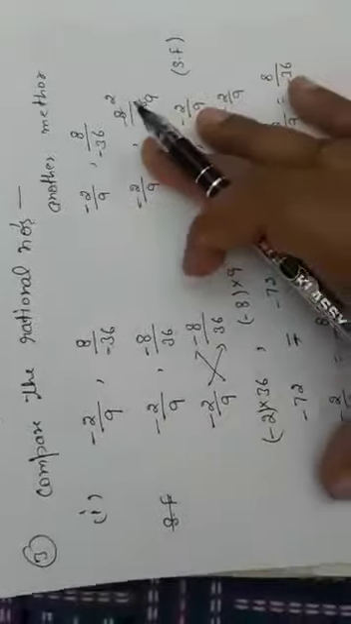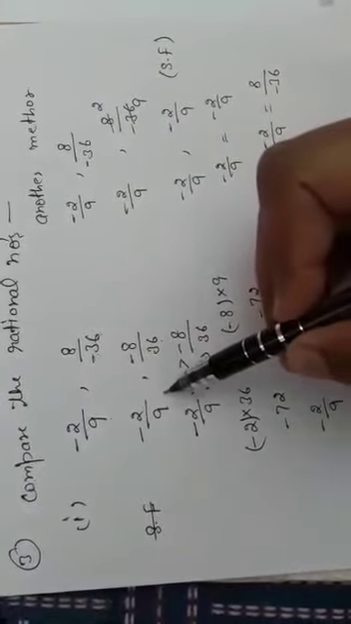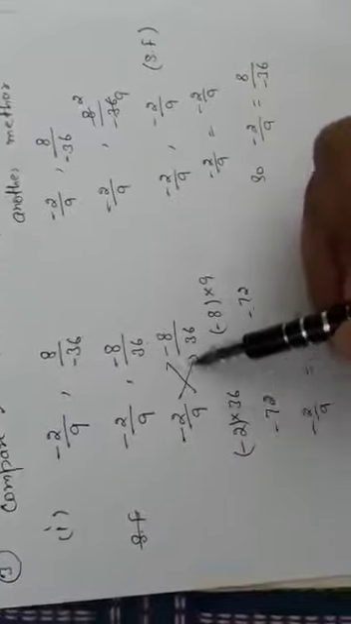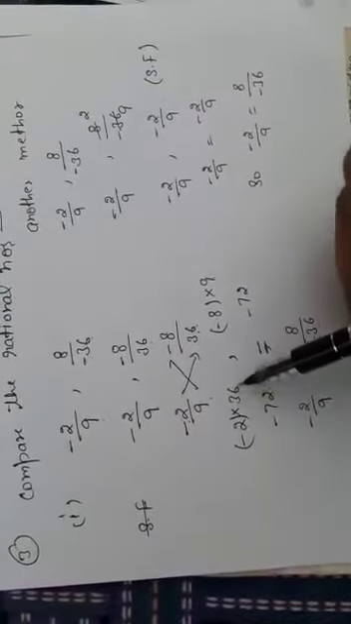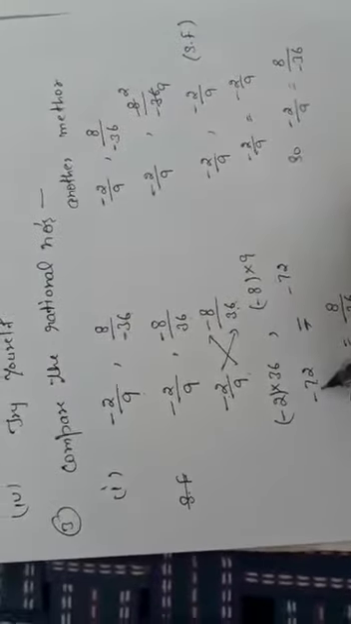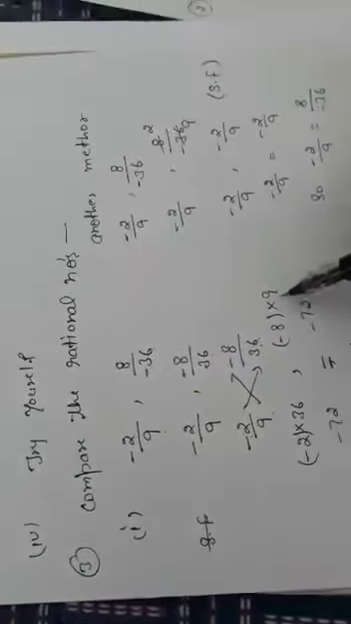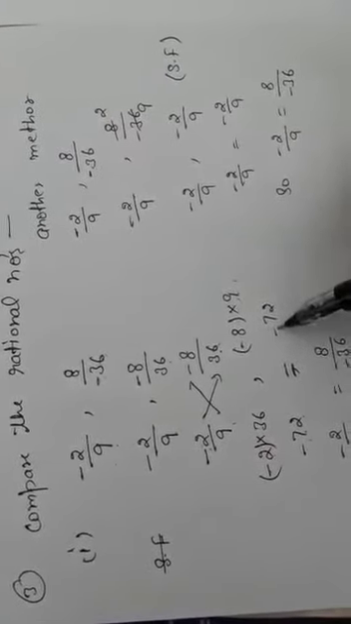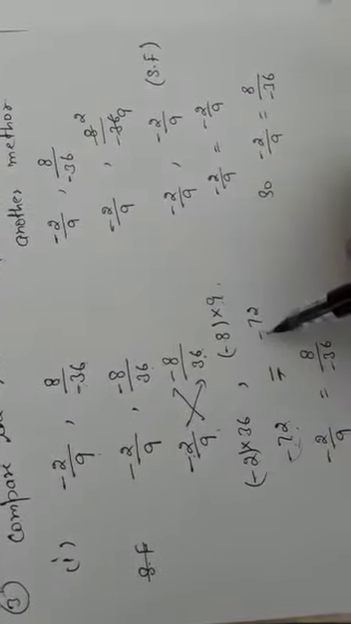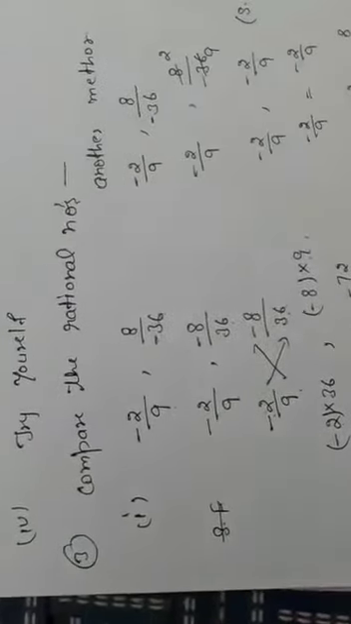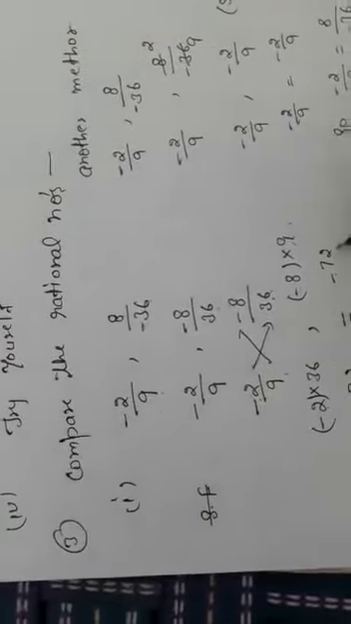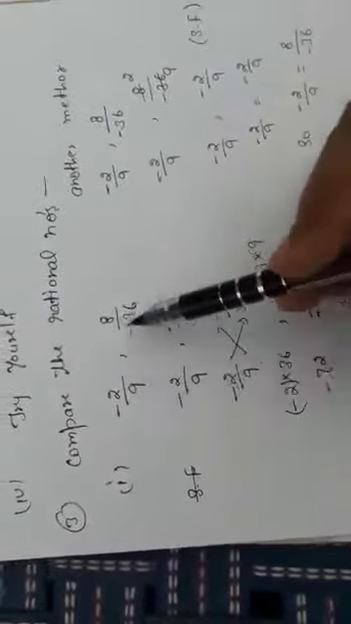Now as we know that to compare we will do their cross product. So we will do here cross product. Now minus 2 multiply 36 and minus 8 multiply 9. Now you will multiply 2 multiply 36, it will be 72 and here minus plus will become minus. 8 9 ja 72 and here minus plus will become minus. Now you can see here is minus 72, here is also minus 72. So these two are equal. That means these two rational numbers also will be equal.